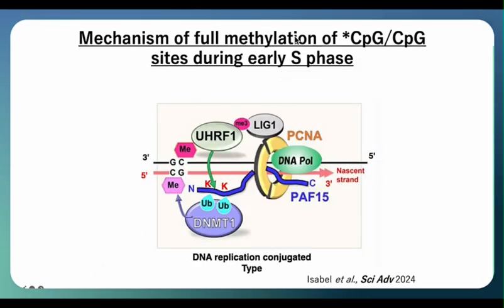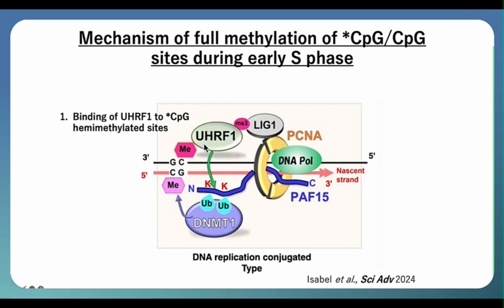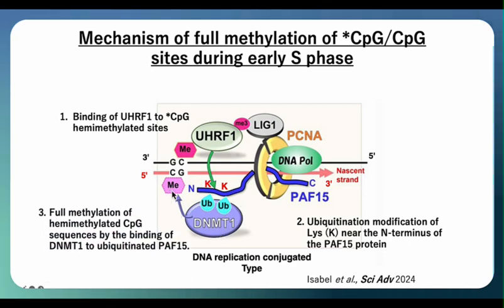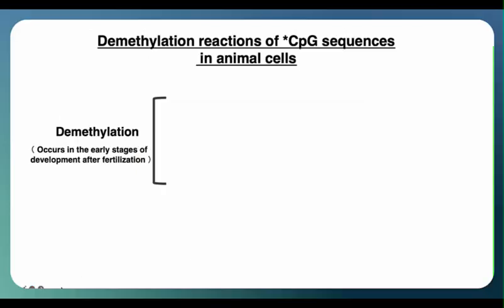Next, I will explain the methylation of newly synthesized DNA strands, coupled with DNA replication, during the early S phase. In this case, UHRF1 ubiquitinates the N-terminal lysine of the PAF15 protein, which is part of the DNA replication complex, rather than the H3 histone. This ubiquitination recruits DNMT1 to the PAF15 protein, which then methylates the unmodified CpG. This is the replication-coupled CpG methylation, observed in the early S phase.